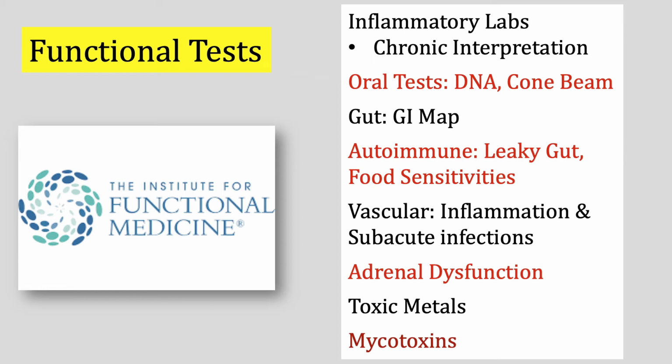The gut, extensive GI map. Autoimmunity, looking at leaky gut, looking at zonulin, looking at food sensitivities. And we can go into great detail, not just looking at, say, gluten sensitivity, but looking at gliadin and many different polymorphisms that can indicate an allergic reaction. Vascular, we're looking at inflammation and subacute infections. Adrenal dysfunction, hormone balances, toxic metals, the removal of such.